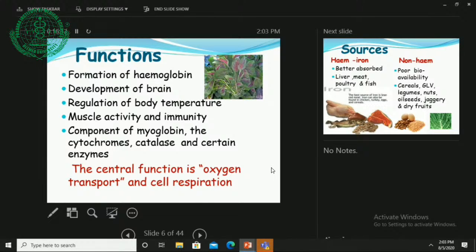In this slide also, I have shown you a photograph of a green leaf vegetable, and that is amaranth. There are different varieties and species of amaranth, red and green. This is also a good source of iron for those who are vegetarian.